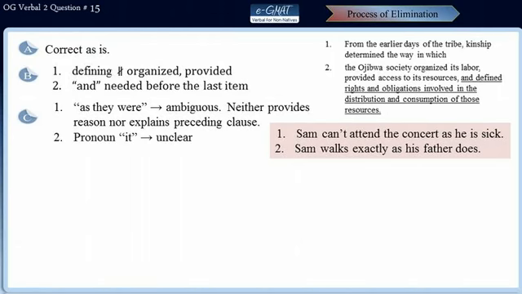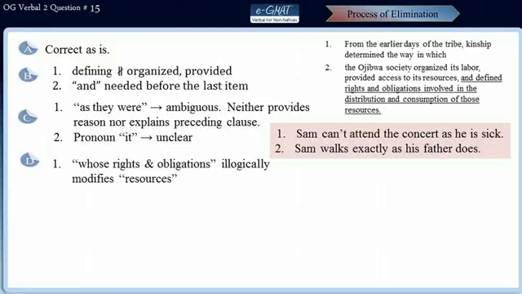Also, pronoun it is very unclear. Now grammatically there is only one antecedent for it, which is society, but logically from the meaning of the sentence we know that it should refer to resources. So choice C is certainly not the correct answer. In choice D, we see that whose rights and obligations illogically refers to resources. So choice D is not the correct answer.